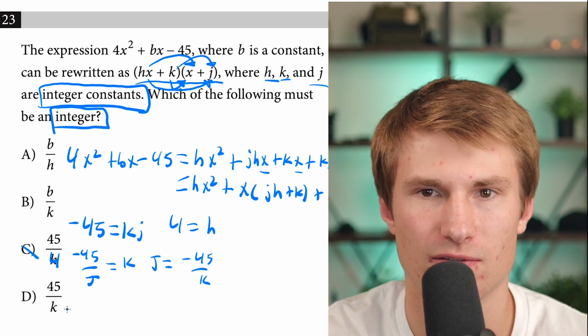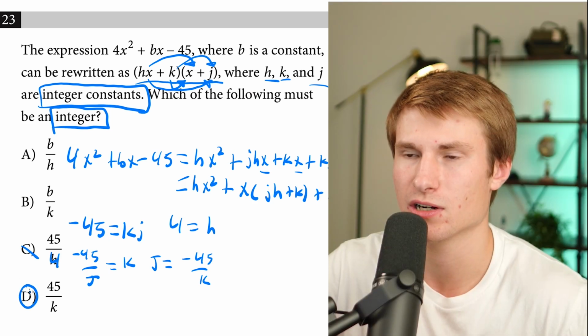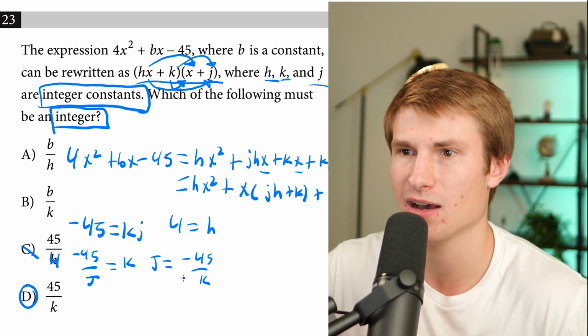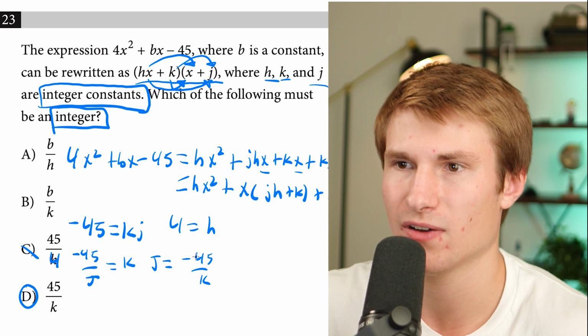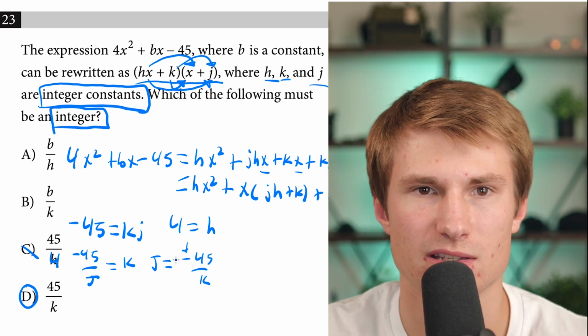And then we have C, 45 over k, which we know would actually have to be our correct answer here. And I'll go ahead and explain why. Like I said, we have j equal to negative 45 over k. We know that j is an integer. Just because there's a negative doesn't mean that it's not an integer, right?